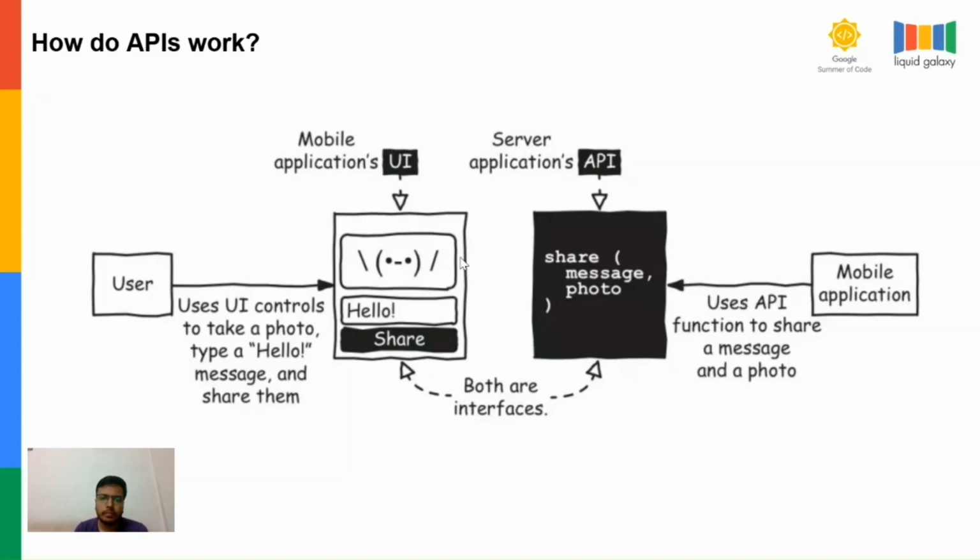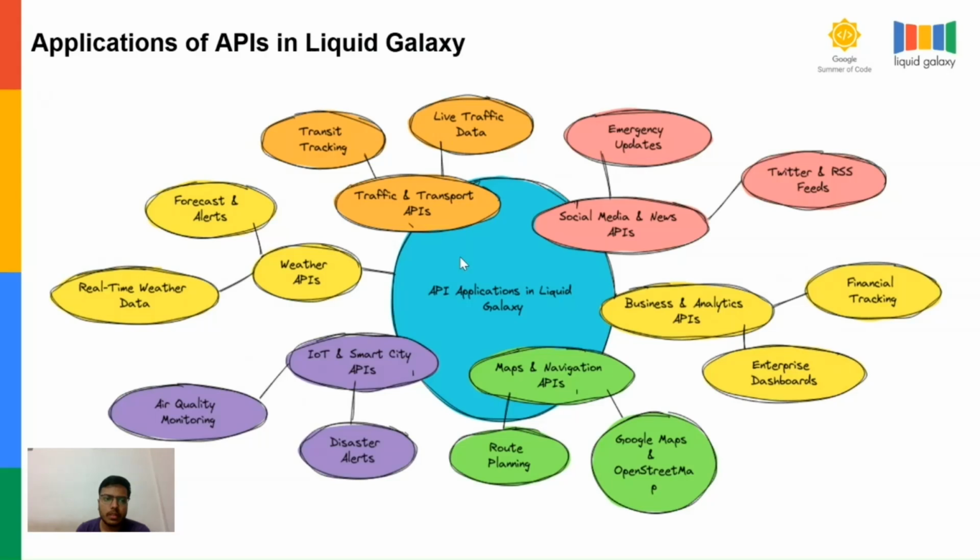APIs are also interfaces, just like the mobile UI interface. However, they are generally the interfaces associated with data communication. So there are numerous examples of applications in Liquid Galaxy. A few of them are mentioned here.